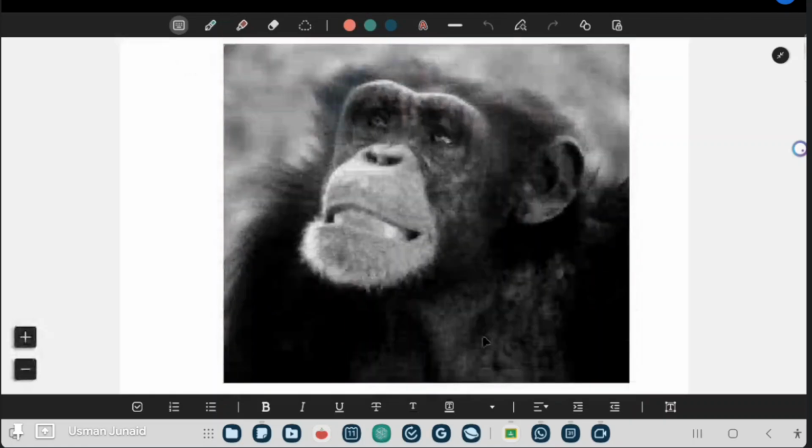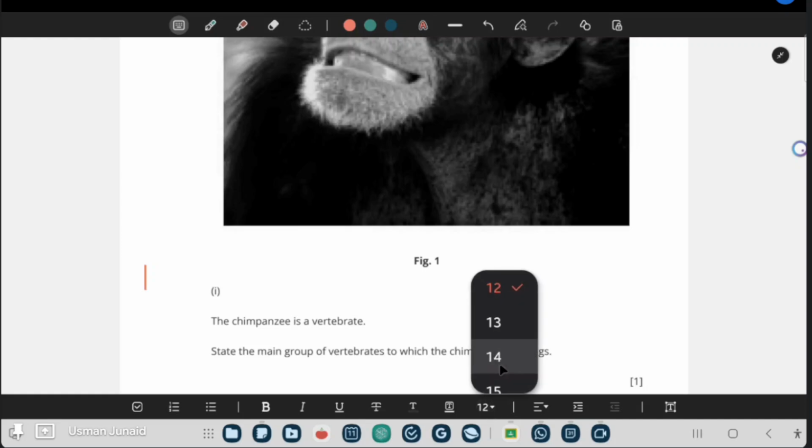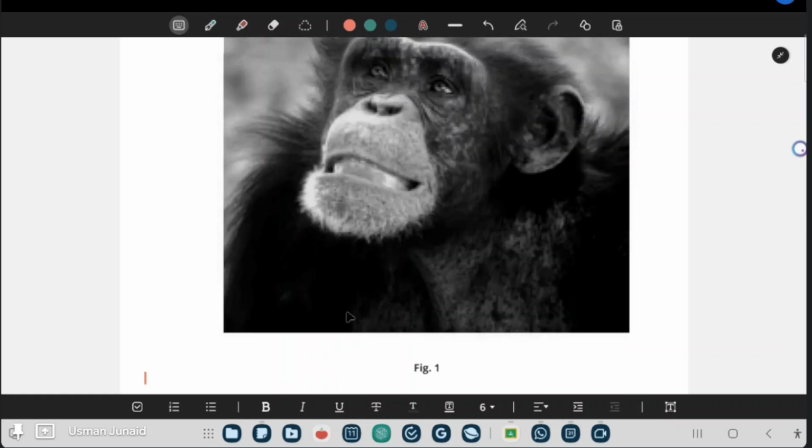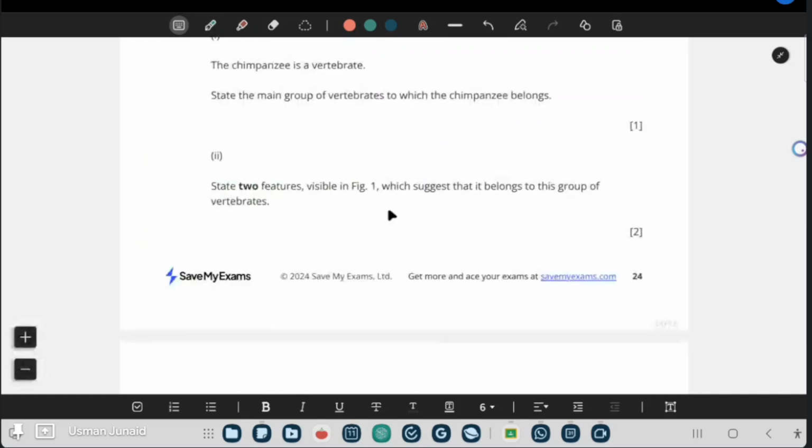Okay. There are five groups. Which five groups are there? Can you tell me the five groups? Mammals, reptiles, amphibians, birds, and fish. Exactly. So, which one does this belong to? Mammals. Yes, mammals. Right?